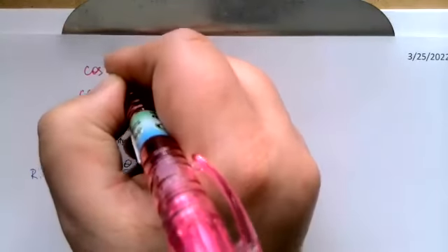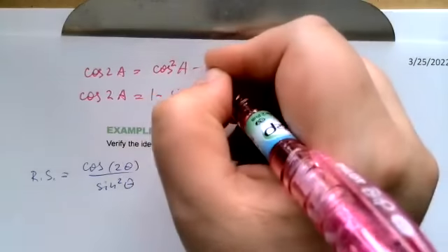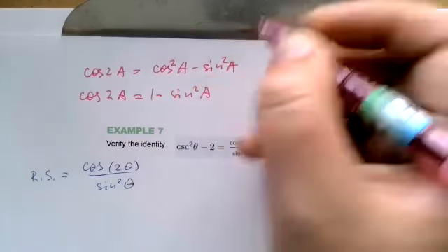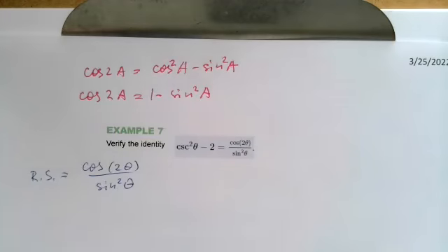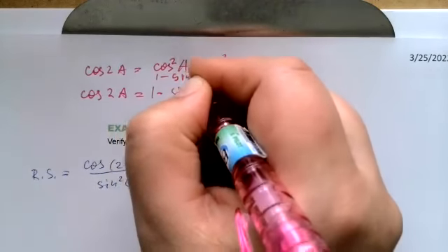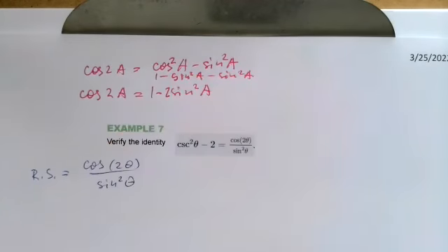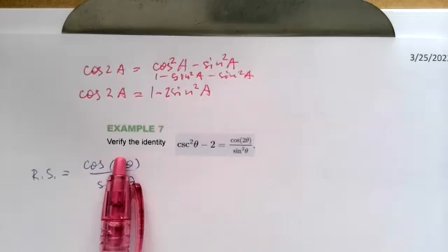Okay, remember our formula for the double angle. So we could have cosine squared A minus sine squared A, or if we actually replace the cosine squared A with 1 minus sine squared A, here we have 1 minus sine squared A minus another sine squared A. So this is going to be 1 minus 2 sine squared A. Okay, so I'm going to use this formula to substitute here.